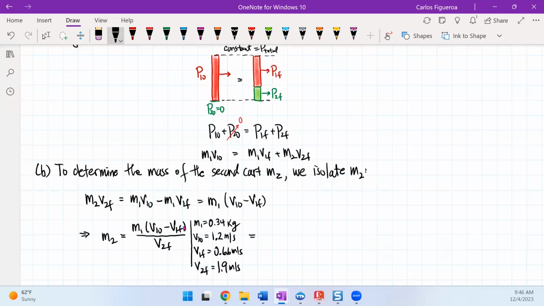So if I plug in my numbers, I'm going to get that this is 0.34 kilograms times the quantity 1.20 minus 0.66 meters per second. And I'm going to divide this by 1.9 meters a second. And unit-wise, you could see that these cancel. And when you plug this into your calculator, you get 0.097 kilograms, which is the mass of 2.